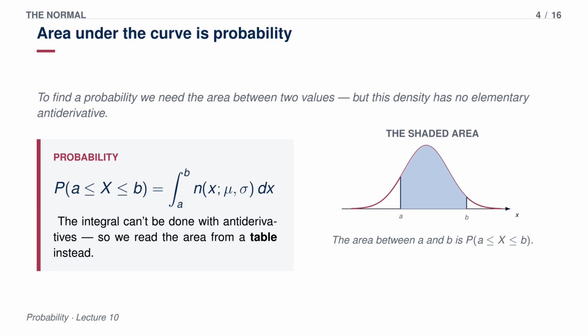That integral has no elementary antiderivative. You can't just find it with calculus tricks. So instead, we read the area off a table. Right. This is where ordinary calculus tops out. And one area we always know, the total under the whole curve, from minus infinity to plus infinity, is exactly 1. It's a probability distribution after all.